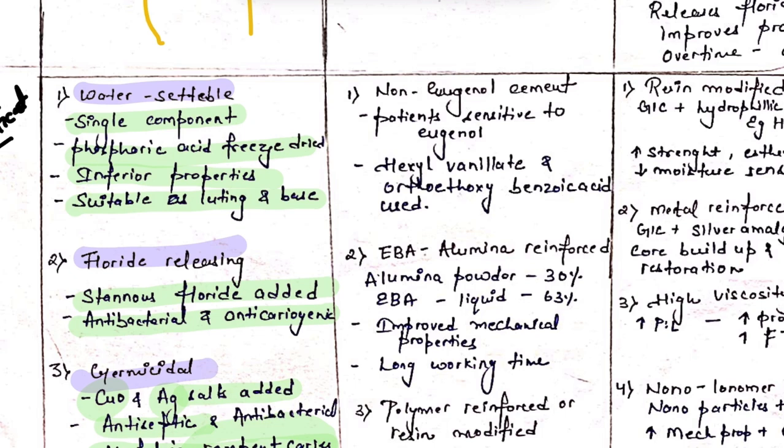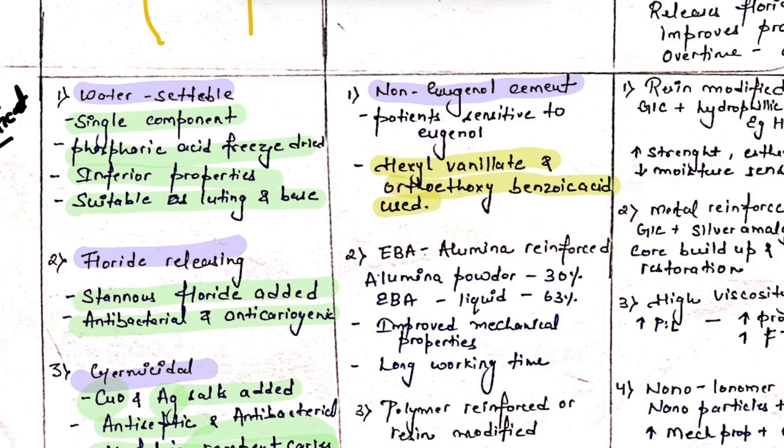Now talking about the modifications, the first modification would be non-eugenol cement. Okay, so eugenol is irritating to a few patients. So we made a non-eugenol modification of that. And what do we use in there? We used hexyl vanillate and orthoethoxybenzoic acid instead of eugenol.